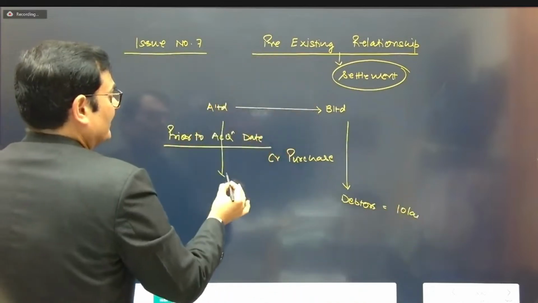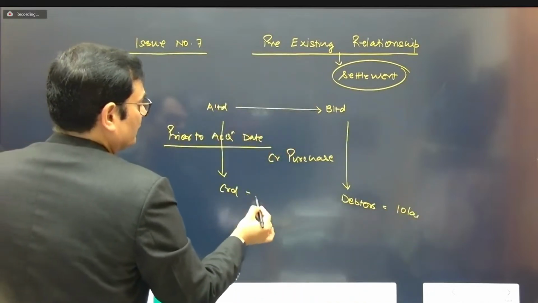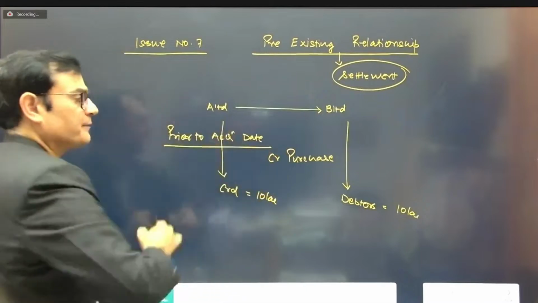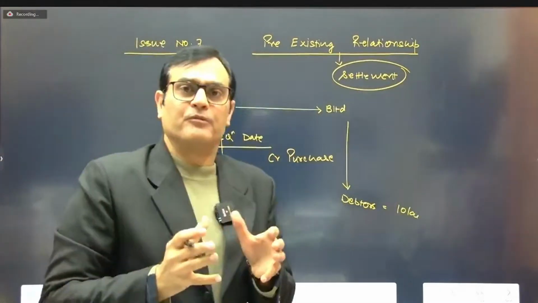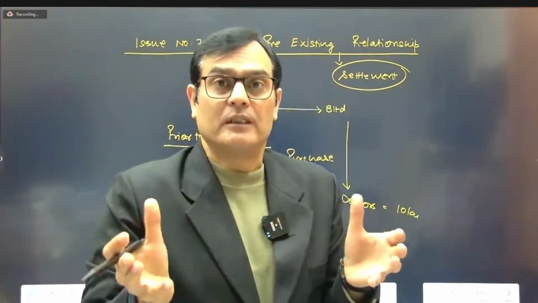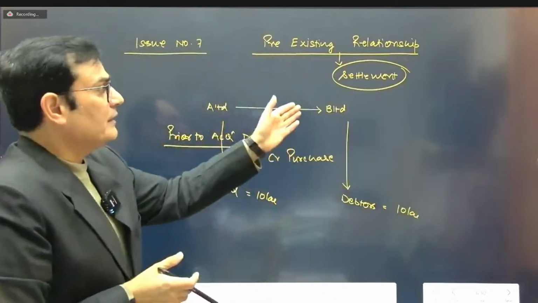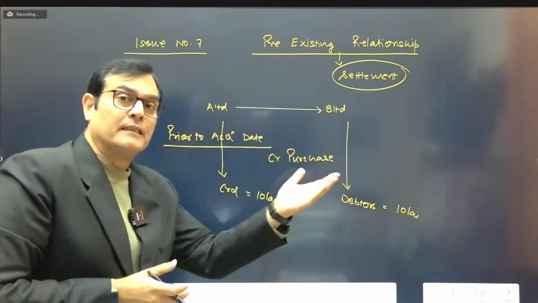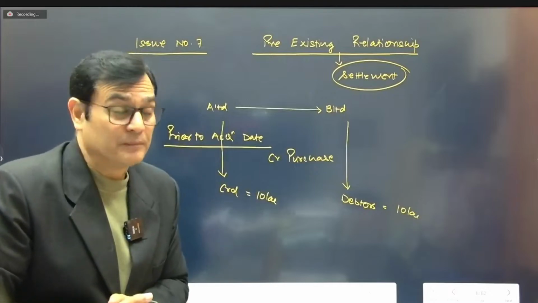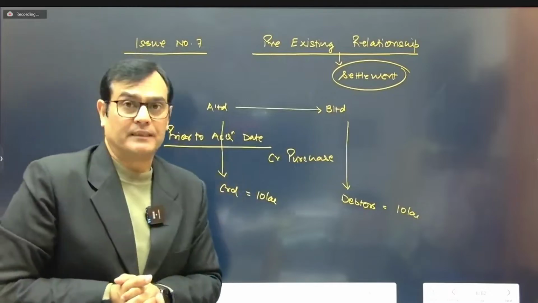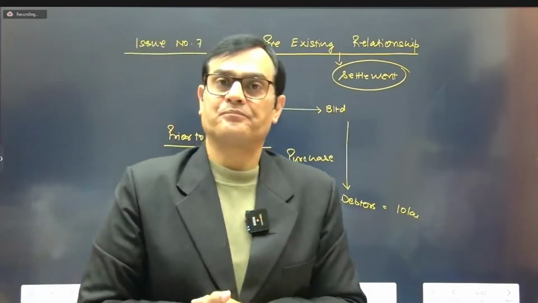And A would be reflecting in its balance sheet a creditor to the extent of 10 lakh. So let's say A, a couple of months before the acquisition date, made a credit purchase of goods from B. So B in its balance sheet is reflecting that I have to recover 10 lakhs from A, and A is reflecting that, yes, I owe 10 lakhs to B.